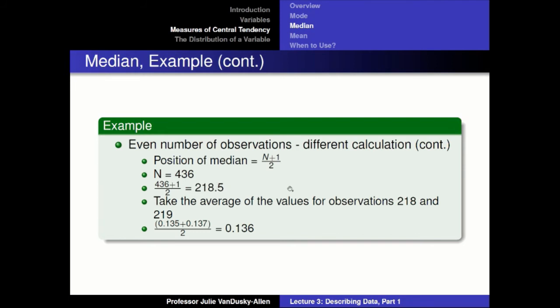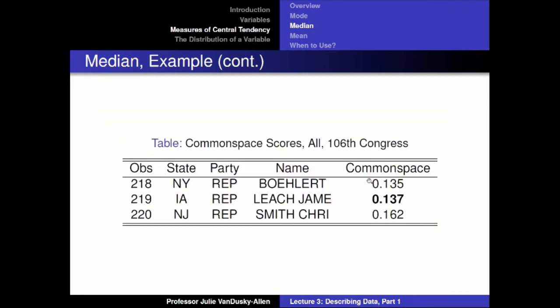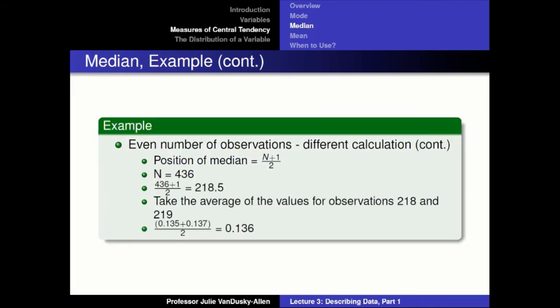So what we do is take the observations that are below this value and above this value and find the average value of those observations. So we would calculate the average of observations 218 and 219. Observation 218 had a value of 0.135. Observation 219 had a value of 0.137. The average of 0.135 and 0.137 is the sum of these two numbers divided by 2, or 0.136.